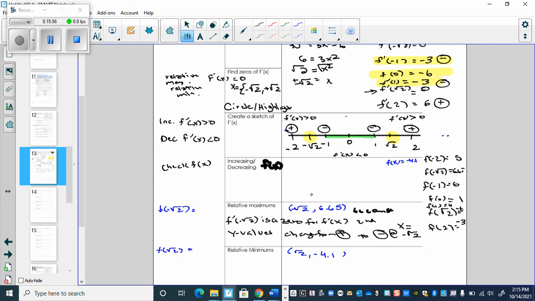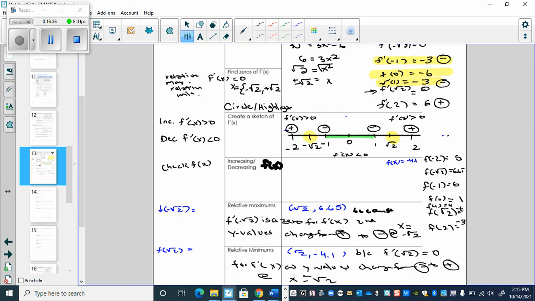Now, that means from negative to positive, and it's at 0 right here, because f prime of square root of 2 equals 0, that means it's a 0 for f prime of x, and the y values change from negative to positive at x equals square root of 2.